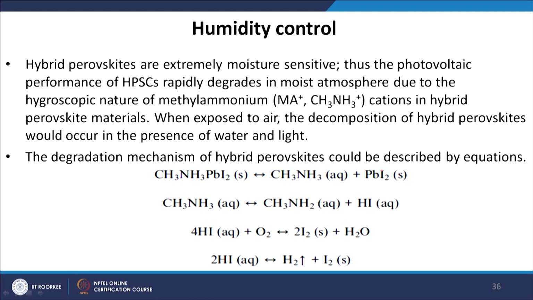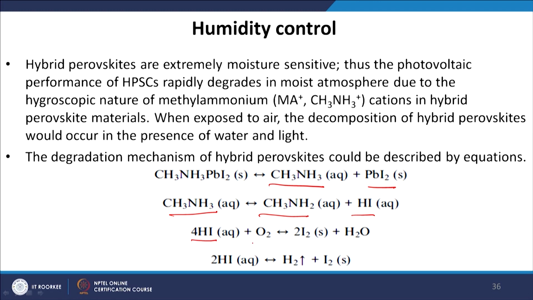A series of reactions happens when you expose the CH3NH3 lead iodide to moisture. For example, it degrades to aqueous CH3NH3 and lead iodide. Now this aqueous CH3NH3 can further degrade to CH3NH2 and HI, hydroiodic acid, which is an aqueous solution.